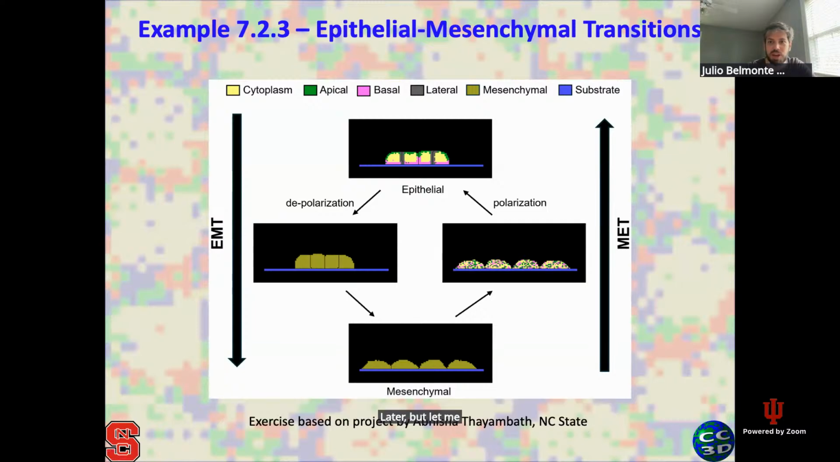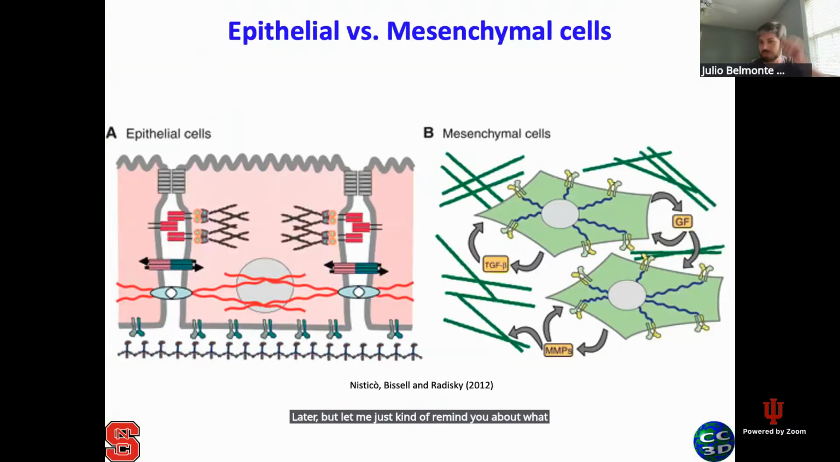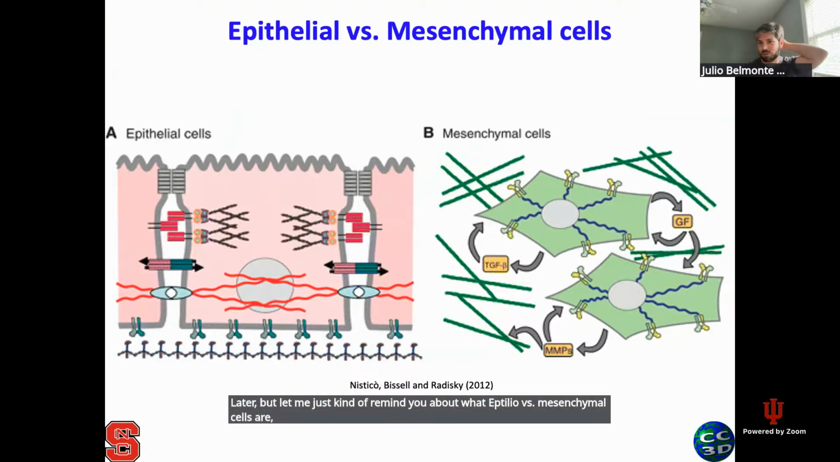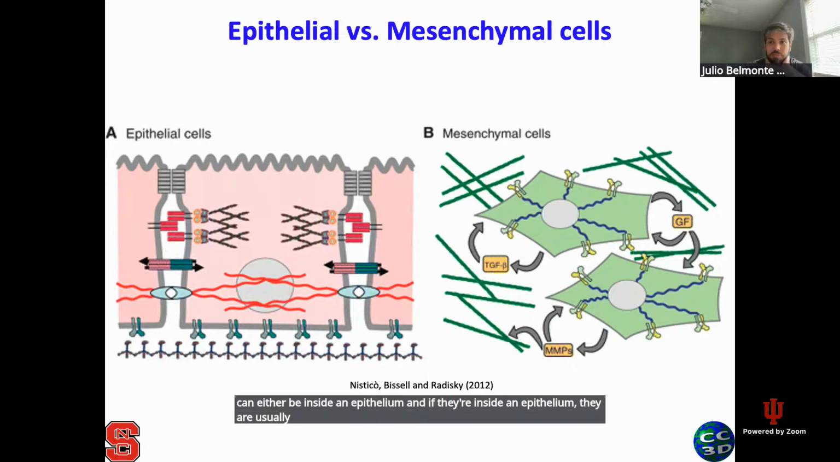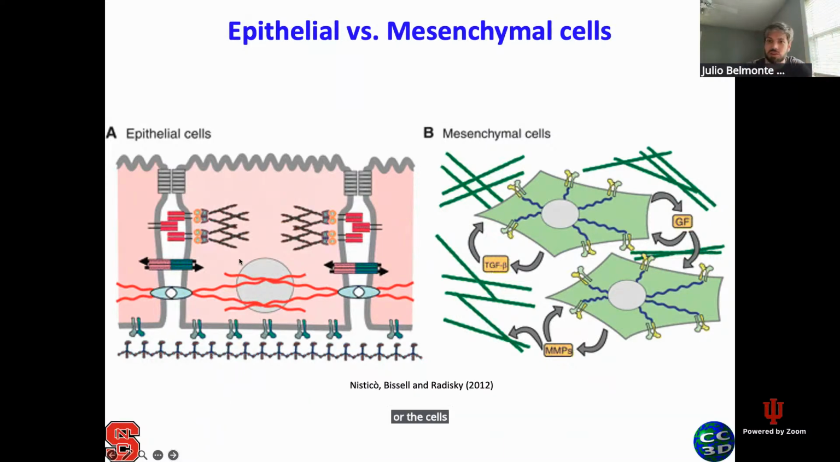But let me just remind you about what epithelial versus mesenchymal cells are. There are two different generic states the cells can be in. The cells can either be inside an epithelium, and if they are, they are usually forming a barrier or a structure, usually a two-dimensional structure, and the cells have to have a tight coupling between each other. So they have an apical part and a basal part. Or the cells can also be encountered in a mesenchymal state where they separate from each other.